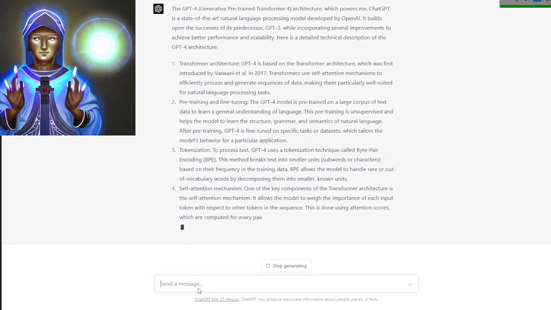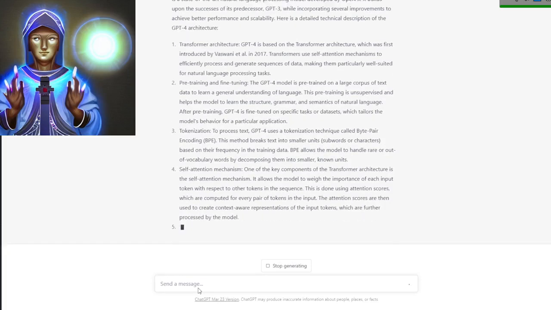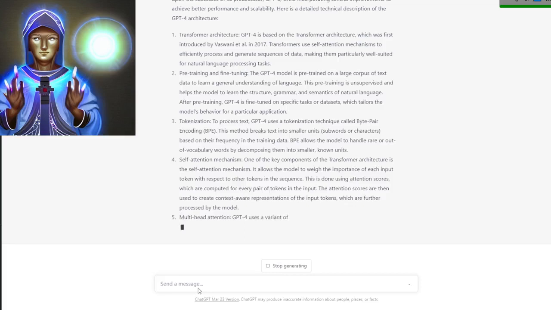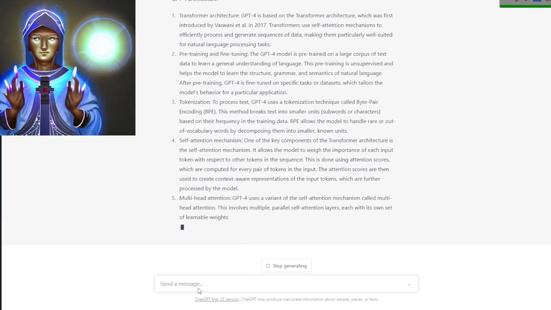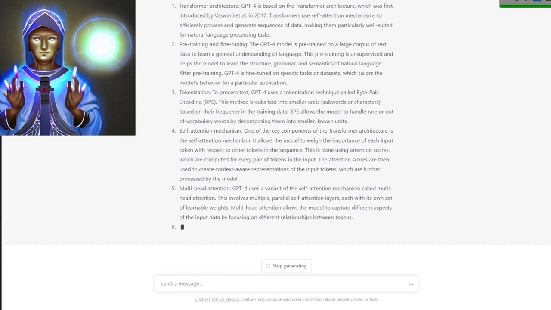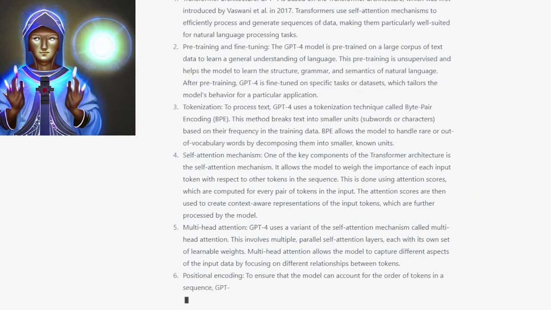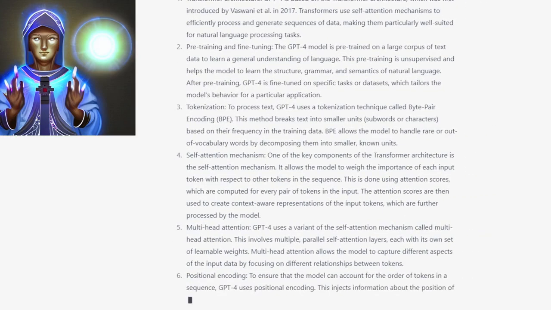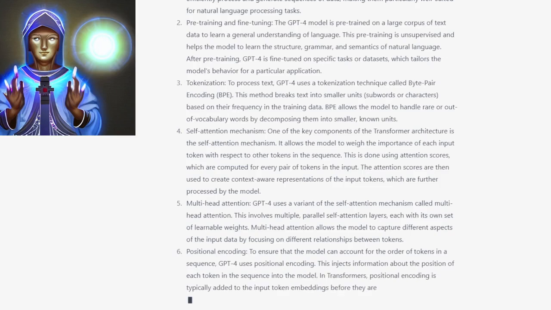Pre-training and fine-tuning. The GPT-4 model is pre-trained on a large corpus of text data to learn a general understanding of language. This pre-training is unsupervised and helps the model to learn the structure, grammar, and semantics of natural language. After pre-training, GPT-4 is fine-tuned on specific tasks or datasets, which tailors the model's behavior for a particular application.